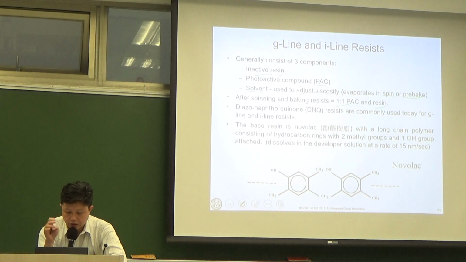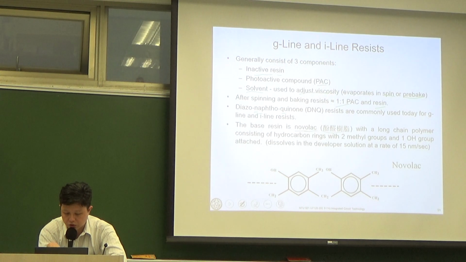Okay, and this DNQ resist is commonly used today for G line and I line. This DNQ stands for this. I think that's from the chemistry, right? We don't really need to know this chemistry, but we need to know how it functions when you do the lithography. And this base resin is novolac.